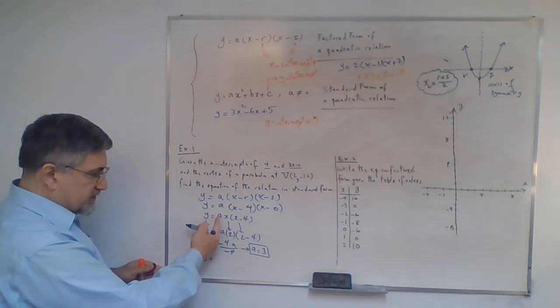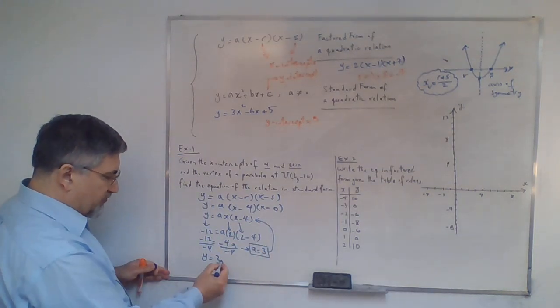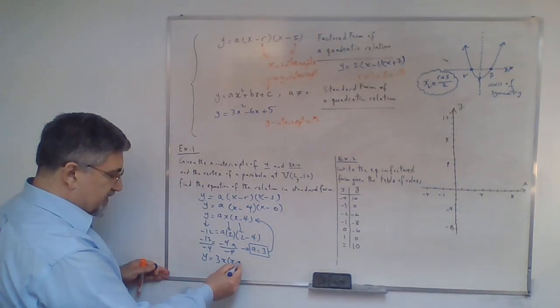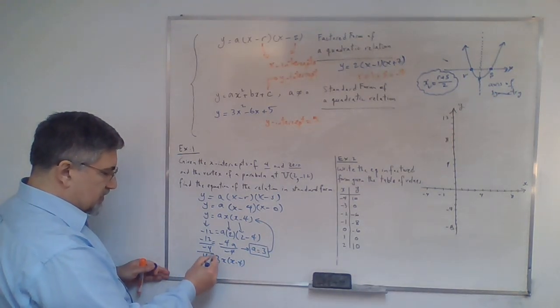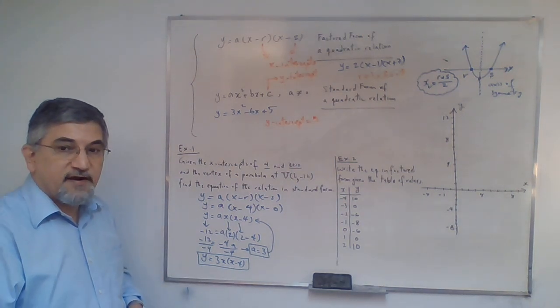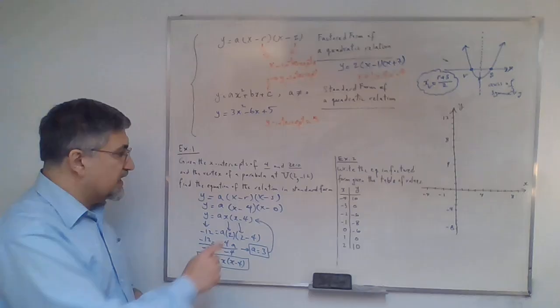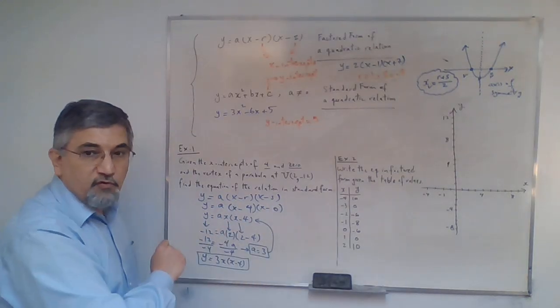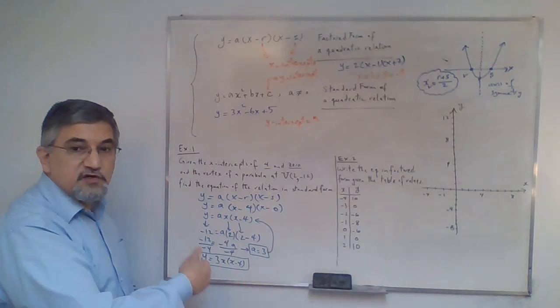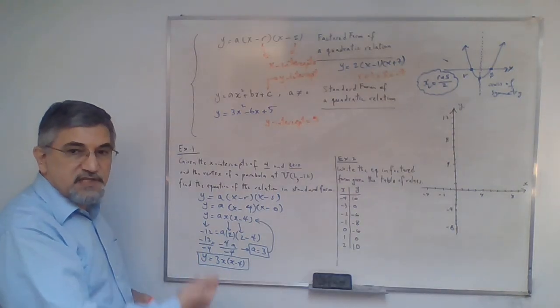So y equals, instead of a, I plug in just 3. I sub it back in the equation I had before: 3x(x - 4). So this is the equation of the quadratic relation in factored form. But we always have to read the question very carefully. It says give the answer in standard form. So now I have to do a conversion here, converting from factored form into standard form.